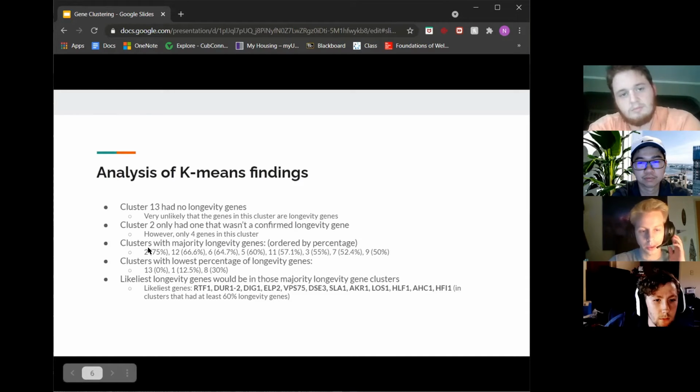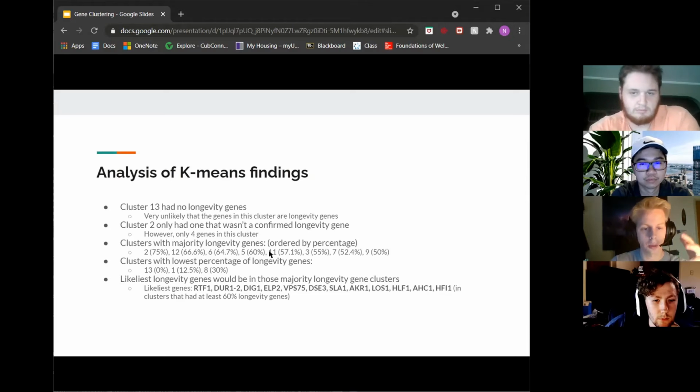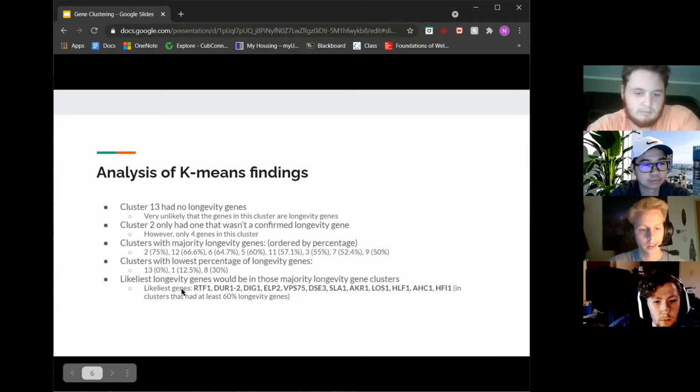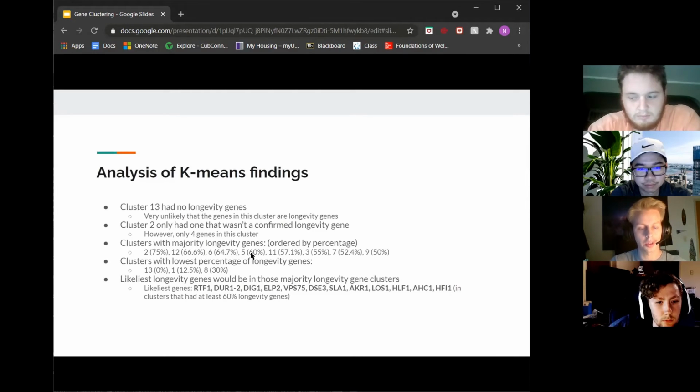And we have our clusters with the majority longevity genes ordered by percentage. These are the clusters that are most likely to have those candidate genes be longevity genes. And the clusters with the lowest percentage of longevity genes are these ones. The likeliest genes would be in those majority longevity gene clusters, like we already said. And just based on taking the ones that are 60% or above, it would be these genes right here.